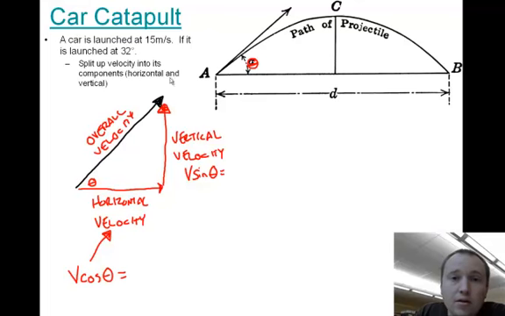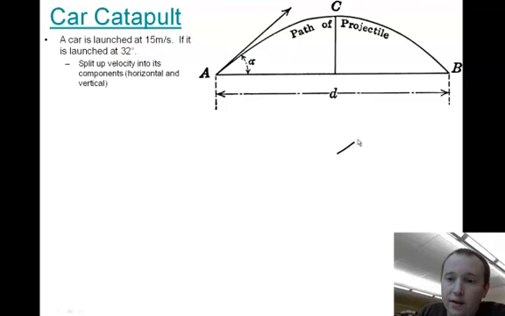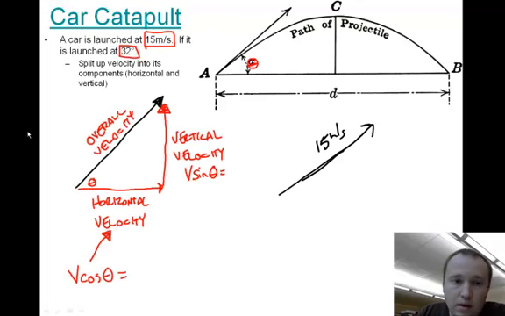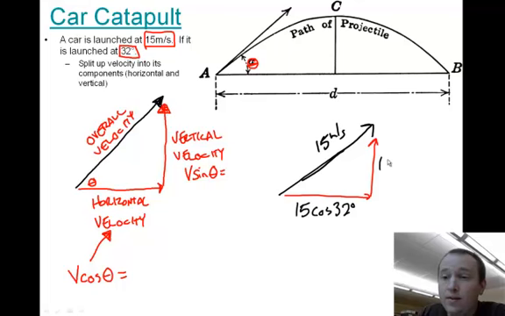Okay, so let's do this problem. A car is launched at 15 meters per second, at 32 degrees. So I launch it at 15 meters per second, and it goes horizontally and vertically in its velocity. And so I do 15 cosine 32, and then I do 15 sine 32 degrees. When you do it, you should get about 7.95 meters per second, and you should get 12.7 meters per second.